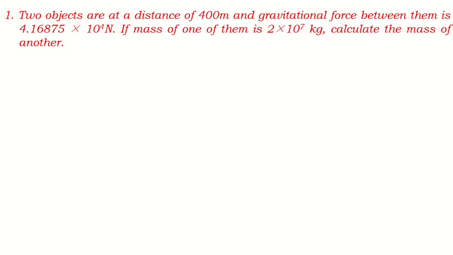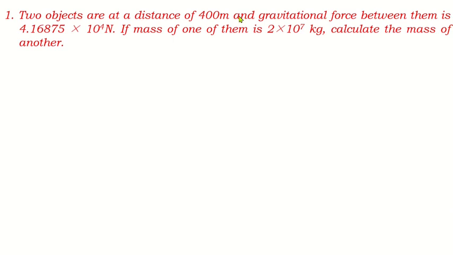Let's have one numerical problem. Two objects are at a distance of 400 meters and the gravitational force between them is 4.16875 into 10 to the power 4 Newton. If the mass of one of them is 2 into 10 to the power 7 kg, calculate the mass of the other.